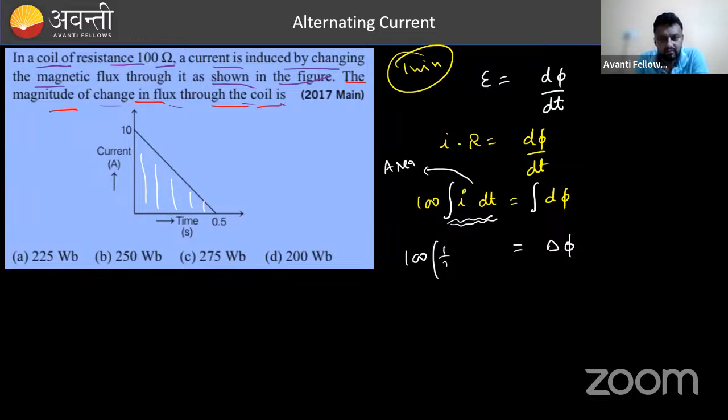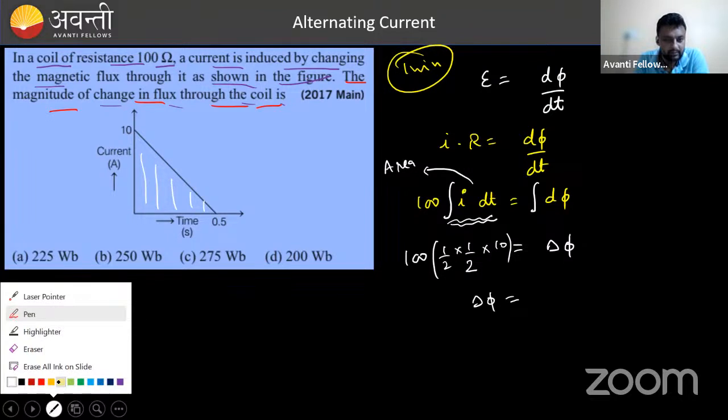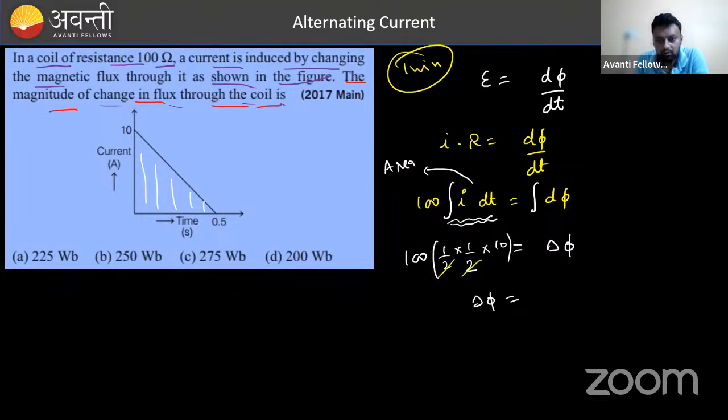Area of the triangle is half into base into height. Base is 0.5, which can be written as 1 by 2, into height, which is 10. Clear? So delta phi is what? You can simplify this. 2 and 2 make 4, and 4 cancels out with 100, giving 25. That is 250 Weber. This is your change in flux. Are you getting my point? Can you solve it like that?